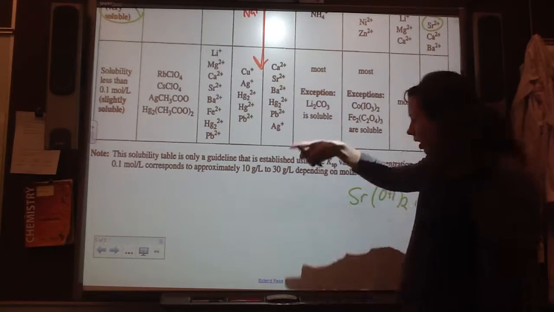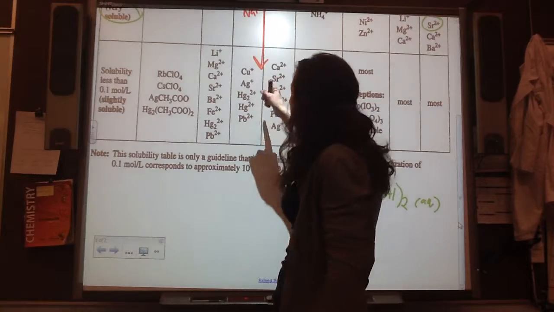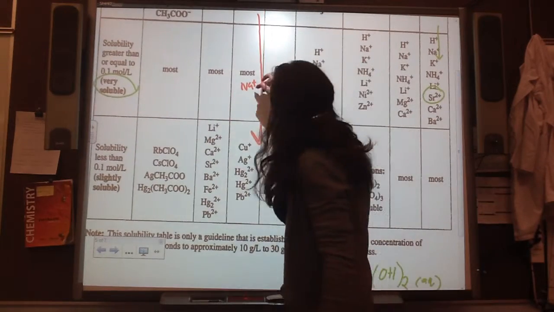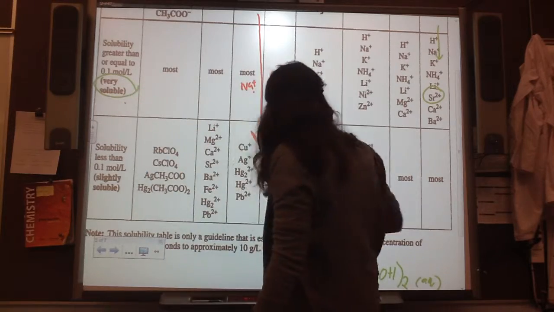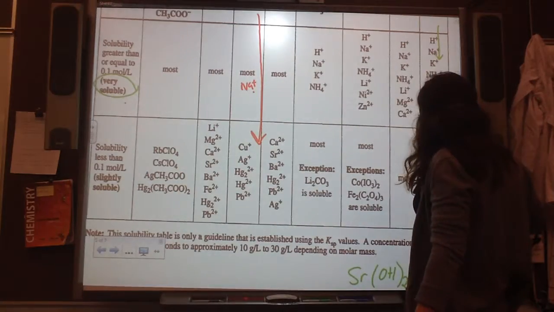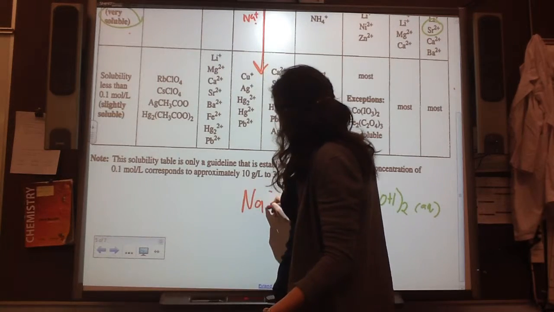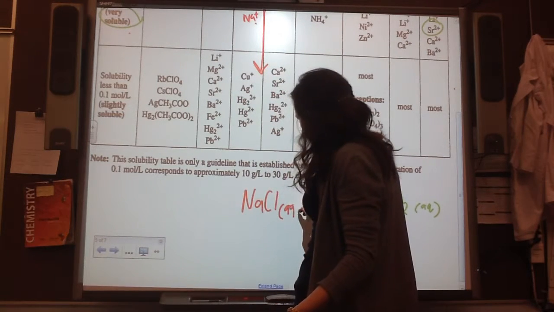Okay? And sorry, I should finish this one too. Sodium chloride also fits in the very soluble category. So if I was being asked, is sodium chloride soluble, then I would go NaCl aqueous, because it is.